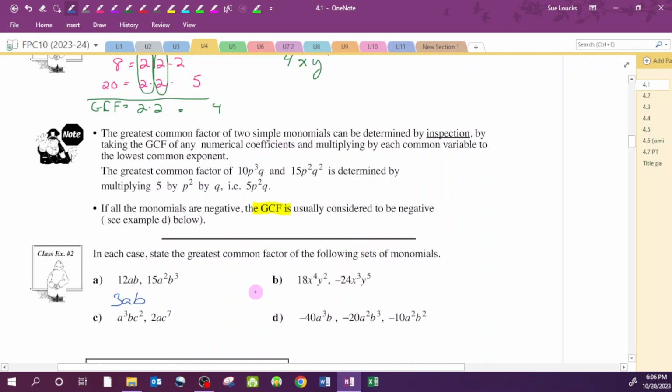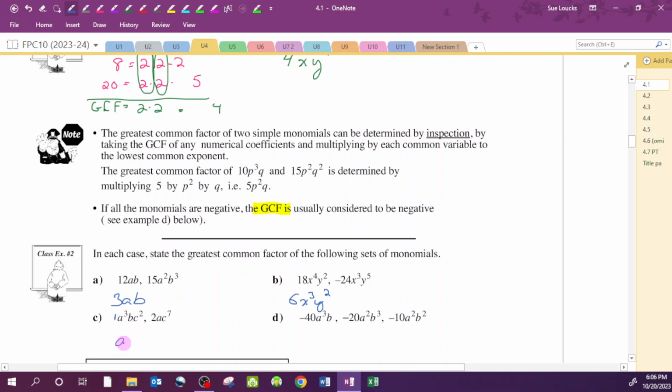All right. As always, I encourage you to pause the video and try these on your own before you come back and check it. This is going to be 6x cubed y squared. This is going to be, I'm not going to have a number here because I've got a coefficient of 1 here and a 2 here. So I'll have a coefficient of 1, but I don't write it down because mathematicians are lazy and we don't do that sort of thing.